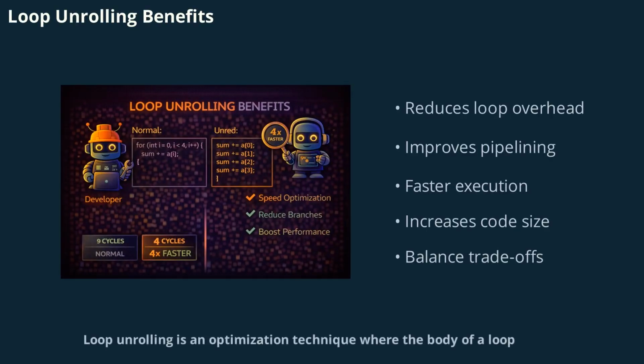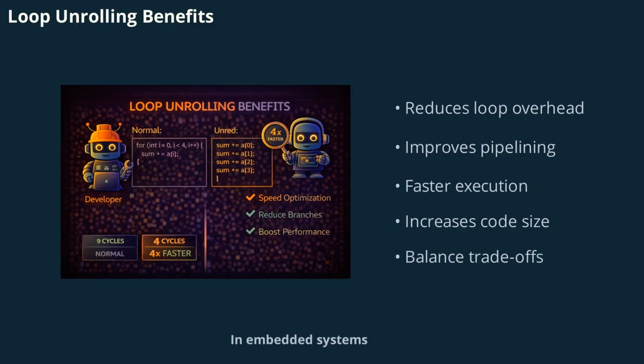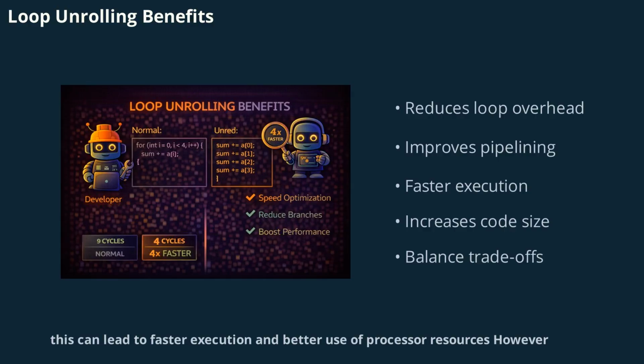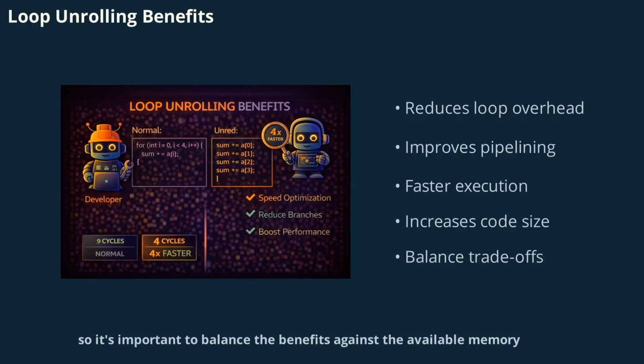Loop unrolling is an optimization technique where the body of a loop is replicated multiple times to reduce loop overhead and improve instruction pipelining. In embedded systems, this can lead to faster execution and better use of processor resources. However, it also increases code size, so it's important to balance the benefits against the available memory, especially in resource-constrained environments.